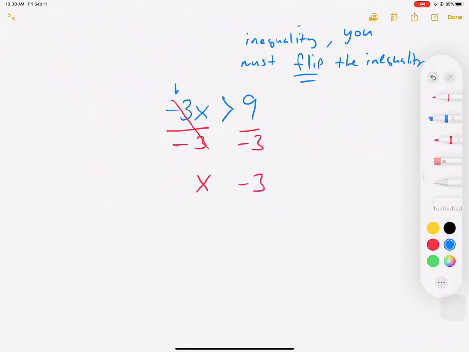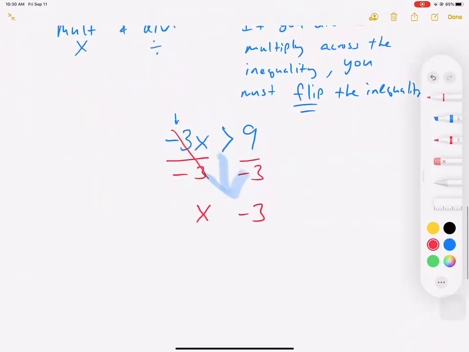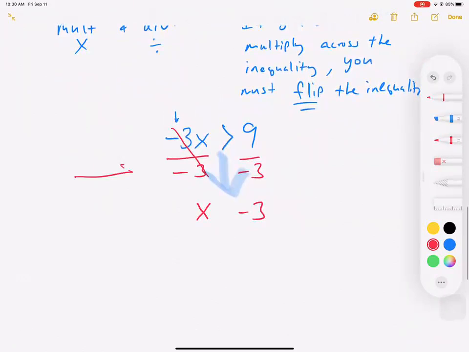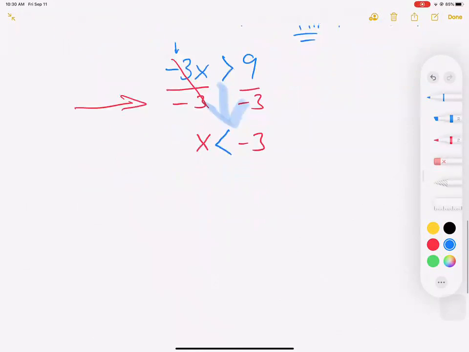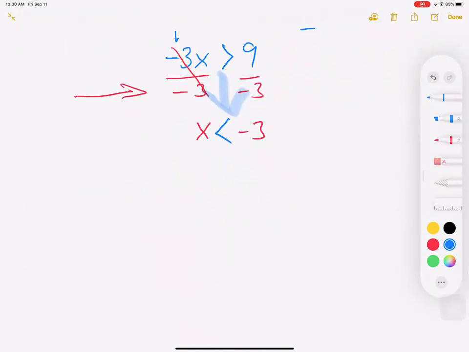Now this is what you want to make sure you do. If we multiply or divide across, in this case we divided across by a negative. That means we must flip the inequality. This inequality changes from a greater than to a less than. Okay, so that's the general rule. Let me show you one more time.